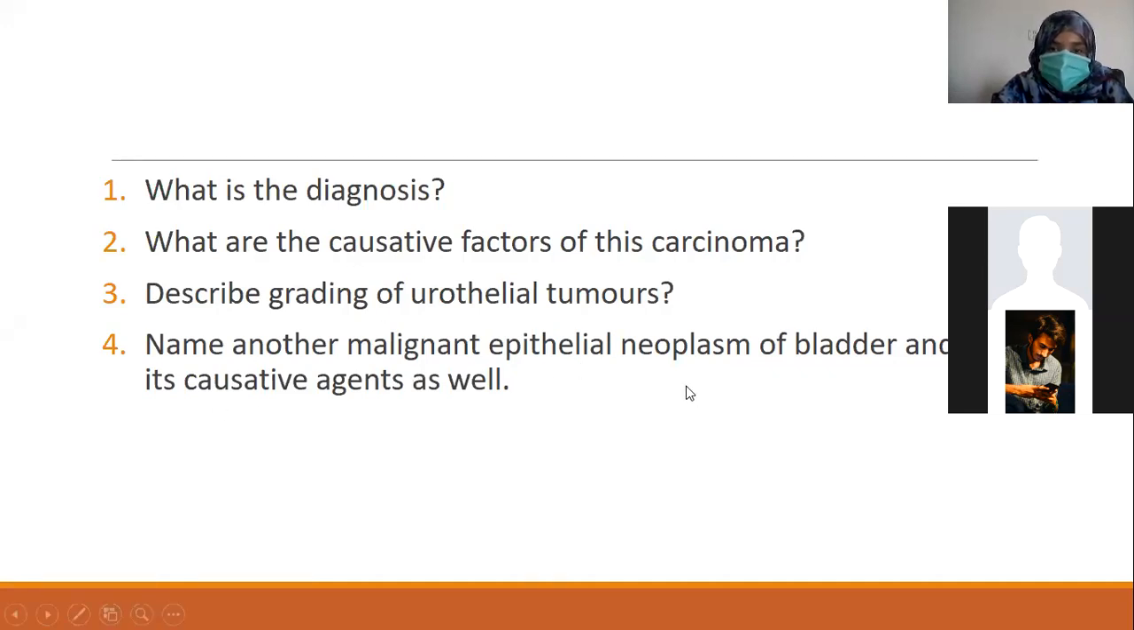Name another malignant epithelial neoplasm of bladder and its causative agents as well. This is a very important question as far as your Viva questions are concerned. So the other malignant tumors are adenocarcinomas and squamous cell carcinomas. So the causative agent of transitional cell carcinoma is smoking. The causative agent of adenocarcinoma is irritation or inflammation.